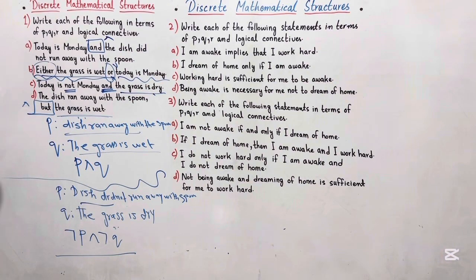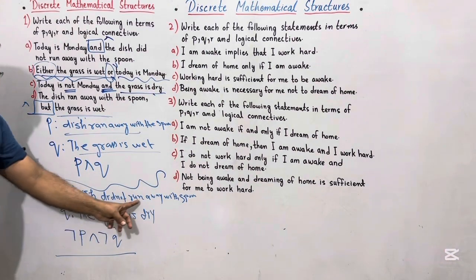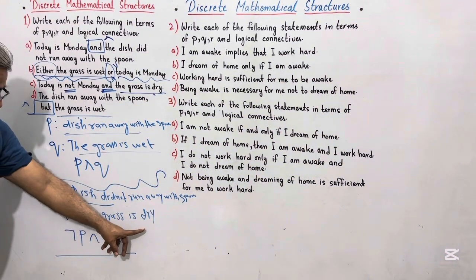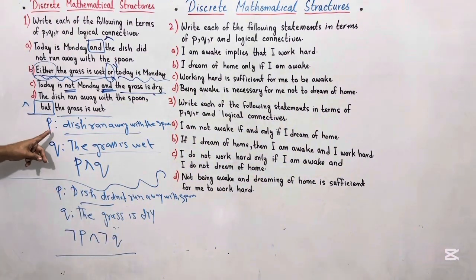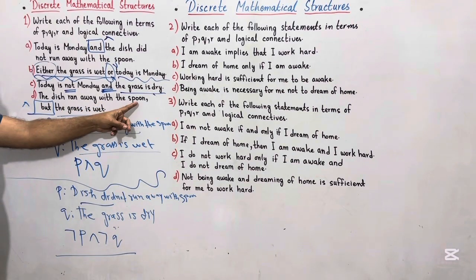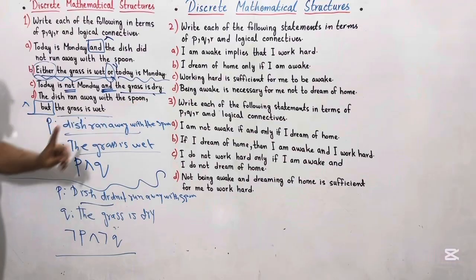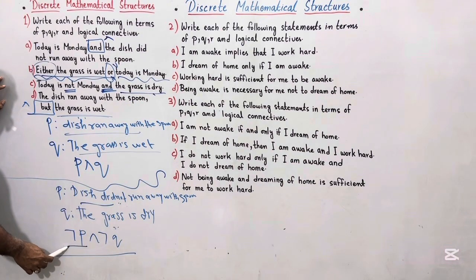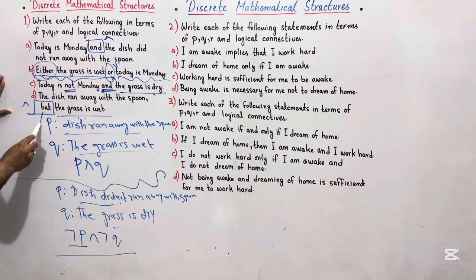If we would have assumed that dish did not run away with the spoon, that is our basic proposition, and Q, the grass is dry. Here, dish ran away with the spoon, that is the opposite of this one. That's why we use negative P and negative Q. But that qualifies for conjunction.